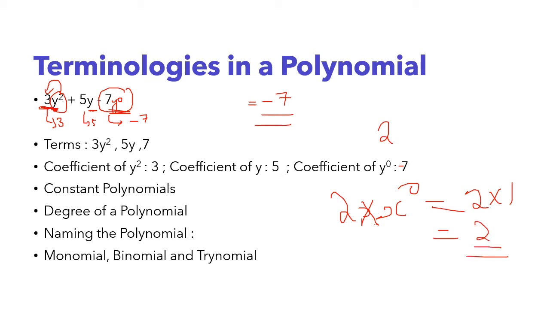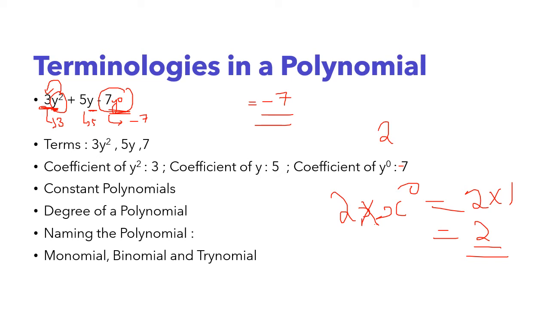The polynomials whose values will not change even if the variable is changing, they are known as constant polynomials, because ultimately x to the power 0 will become what? Automatically it will get converted into 1. Any number raised to the power 0 will become 1. Okay, I hope you understood what constant polynomials are.